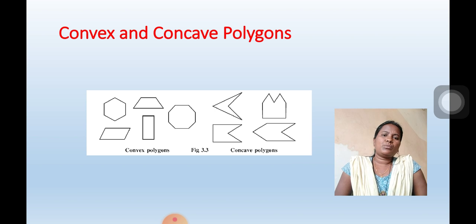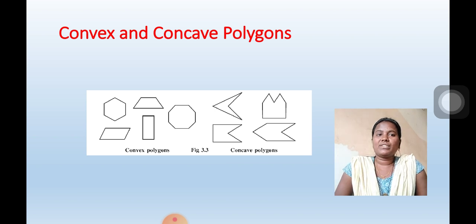Now one more thing we can observe here is that in convex polygons we can draw the diagonals inside of a convex polygon. But in concave polygons, can we draw all the diagonals inside a polygon? It is not. So in concave polygons, some diagonals or one diagonal lies outside the figure. Are you understanding? Okay.